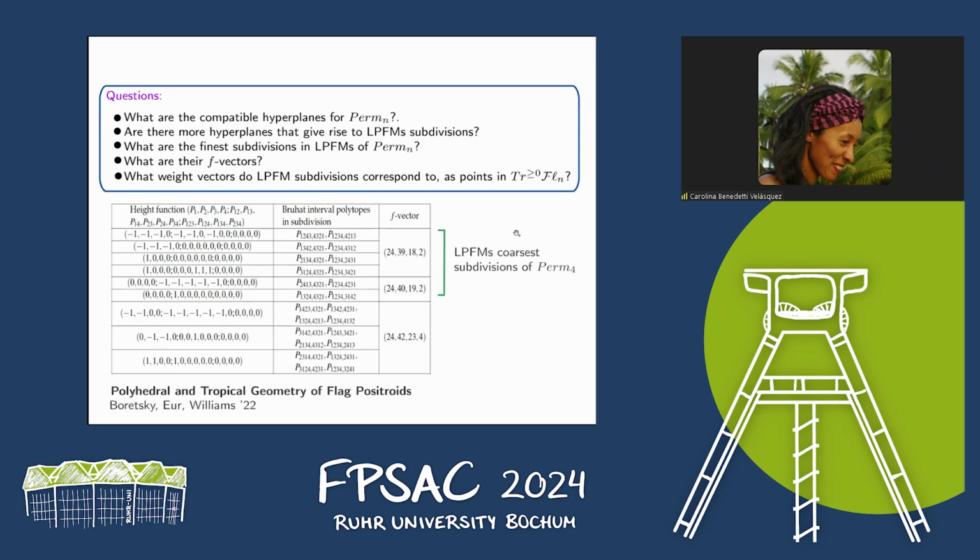Here you can see a picture extracted from a paper of Borzì, Eur, and Williams, where they do computations for the permutahedron for n equals 4 and subdivisions of it. These are all the coarsest subdivisions of the permutahedron into flags of positroids, and these 6 are the 6 I showed you, the coarsest ones. And we would like to understand this in general too. So these are some of the questions we are working on right now, but if you want to try some of them, you can ask me.